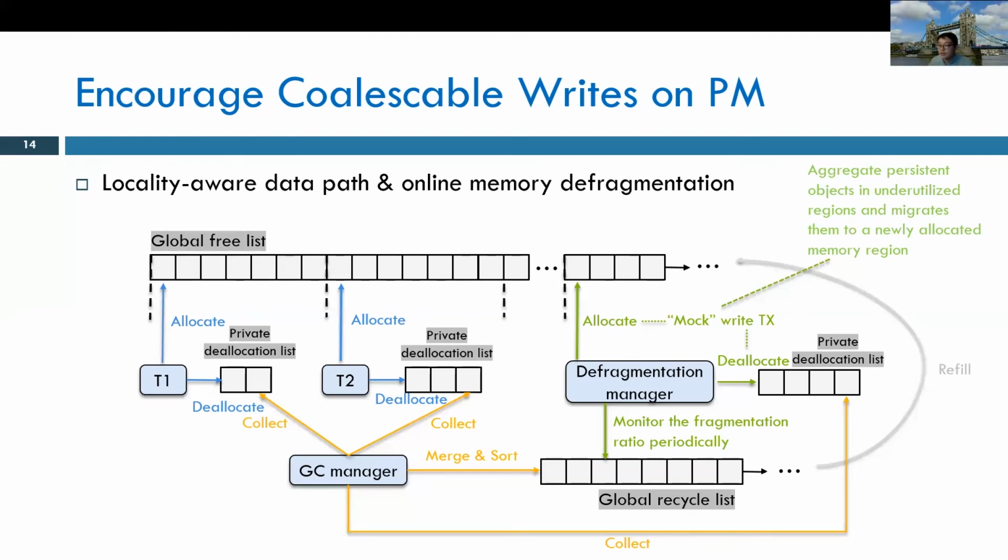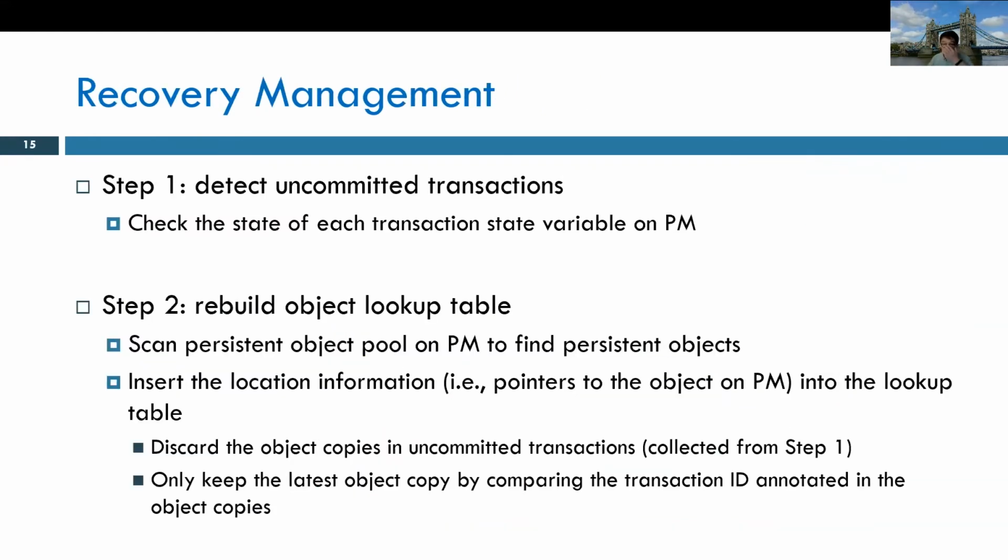If ArchTM cannot find free memory blocks from the global free list, ArchTM will use the memory blocks from the global recycle list to refill the global free list. To recover a program enforced by ArchTM after the crash, there are two steps. First, detect the uncommitted transactions. It is implemented by checking the state of each transaction state variable on persistent memory. ArchTM will collect the transaction IDs of the uncommitted transactions.